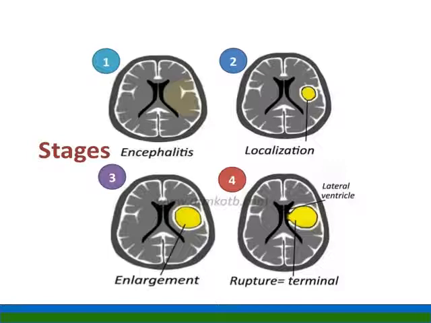And the clinical features in these are mainly due to raised intracranial pressure and disturbance of the function of the cerebrum or cerebellum. And stage 4 is rupture of the abscess, or the terminal stage, where the brain abscess expands and ruptures into the white matter of the brain, the ventricles and the subarachnoid space, and it causes fatal meningitis and death will occur.